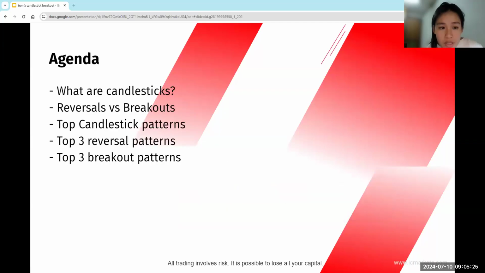Okay, so here's our agenda for today. We'll start off by doing a brief recap on what are candlesticks, reversals versus breakouts, and then we'll talk a bit about our top candlestick patterns. We'll do a brief recap of last week's topic, which was the top 3 reversal patterns, and then we'll look at this week's top 3 breakout patterns. If you have any questions, feel free to pop them into the chat or in the Q&A section, and I'll try my best to answer them. Okay, let's go ahead and get started.